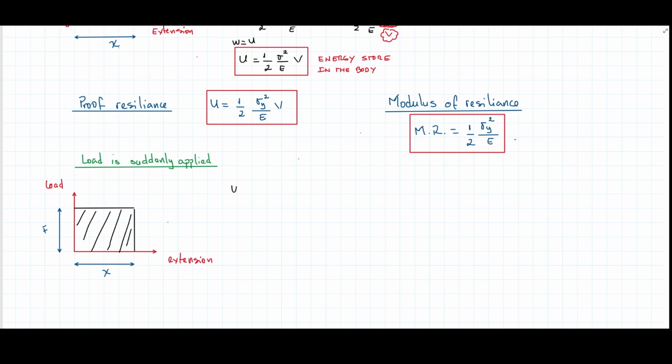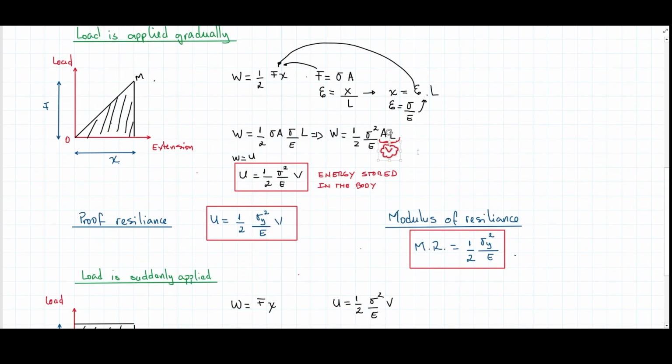For this case, we know that the work done by the load in a suddenly applied load case is going to be equal to the force times the extension. Now, we also know that the energy stored in the body is going to be equal to this case here. So this is a relationship that appears here. If these two things are equal, because they need to be equal for the case of energy storage, then I can say, let me rewrite that, F times X, but I know that X can be represented like this one here. X can be represented like sigma divided by E times L.